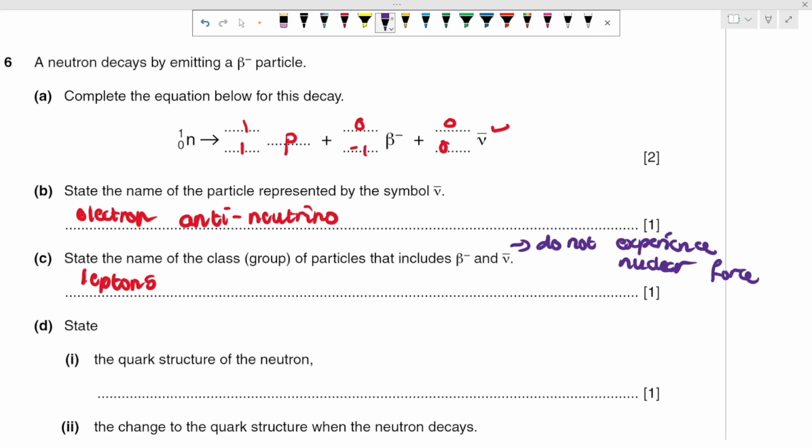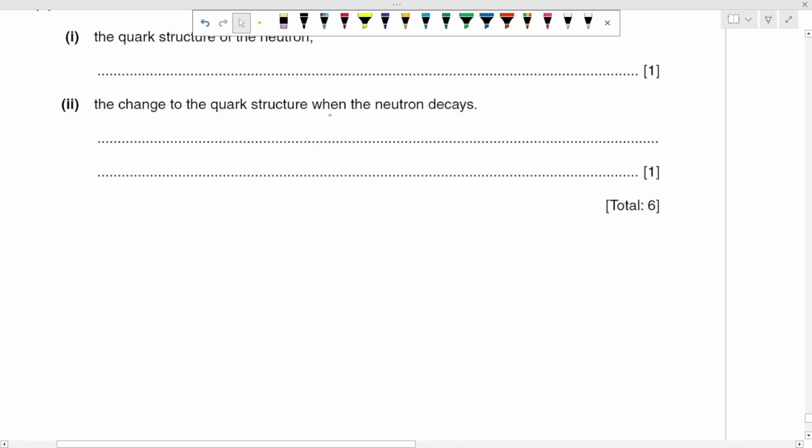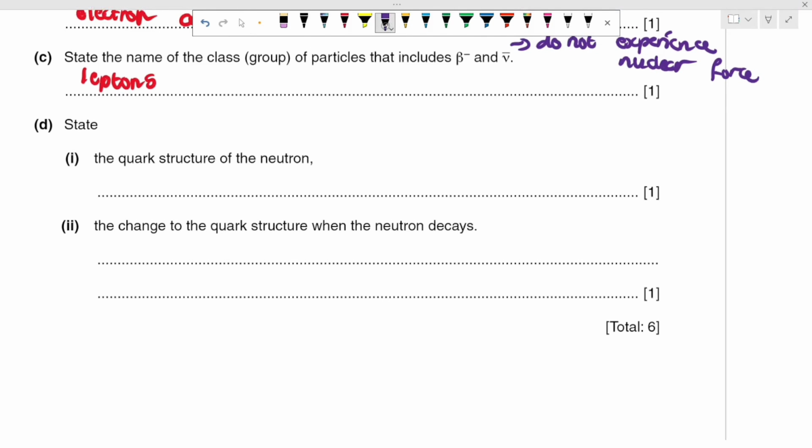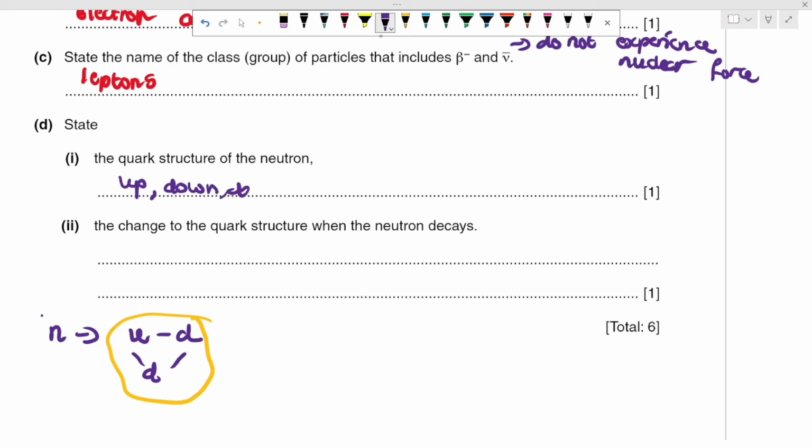State the quark nature of the neutron. So essentially, a neutron consists of an up quark, a down quark, and a down quark. So the quark composition of a neutron is basically something like this. If we've been asked to state the quark structure of the neutron, that's basically going to be up, down, down.